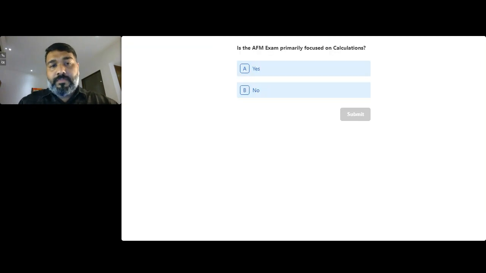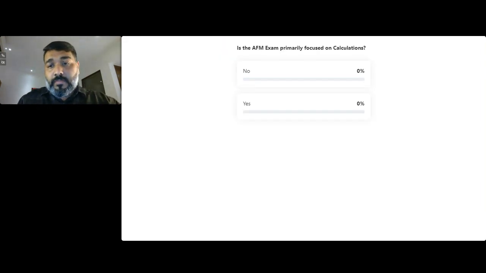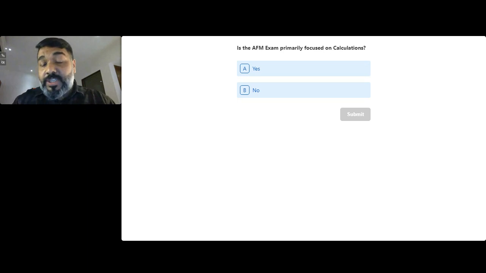When you look into the examiner's report, one of the things you need to understand first is what kind of paper the AFM paper is. Is it more of a problem or computation paper, or is it more of an interpretation part? Is it more of what the students call theory? Tell me, is AFM primarily focused on calculations, yes or no? Let's have your response.